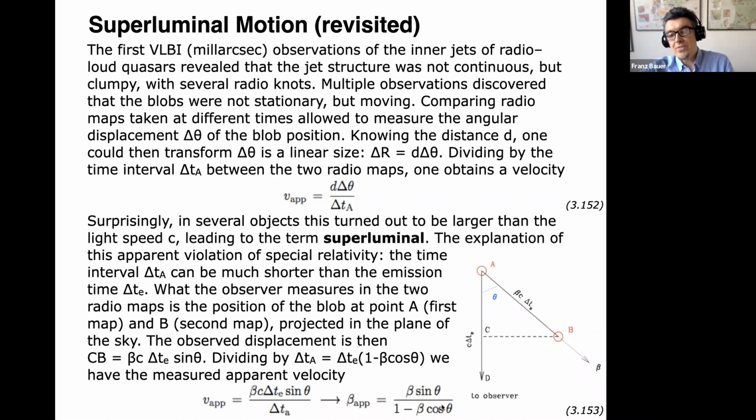If this is, say, 45, can we do the math here? It should both be square root 2, right? So then this thing ends up being square root 2 times beta over 1 minus square root 2 times beta, and this thing ends up being higher than 1 in this case. And so that is this apparent superluminal motion.